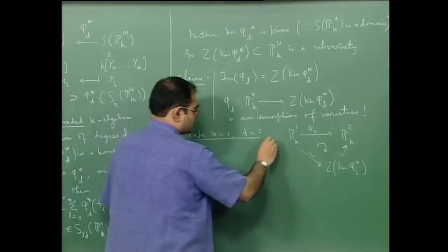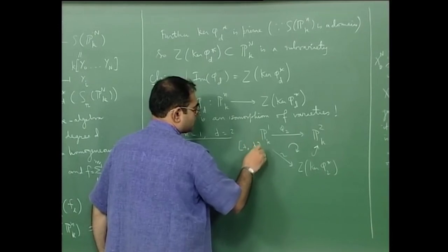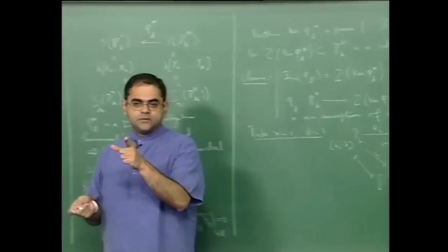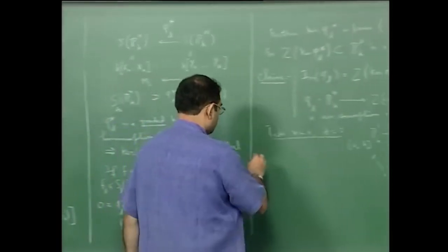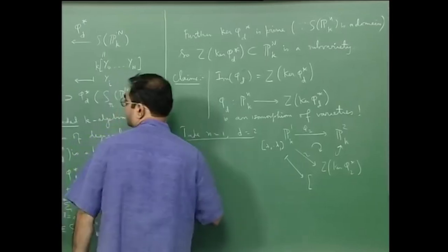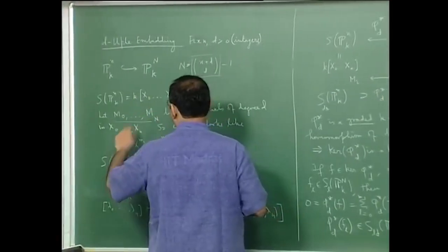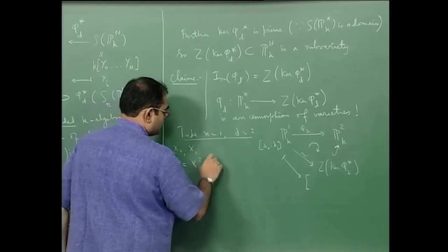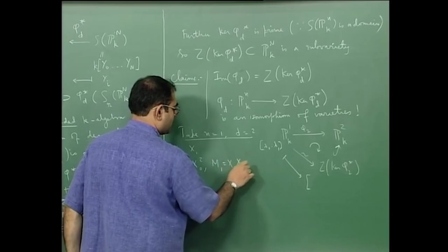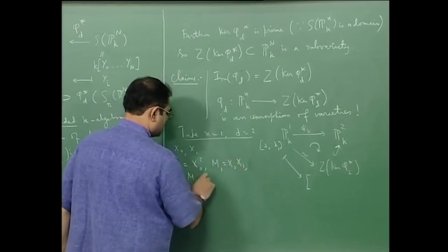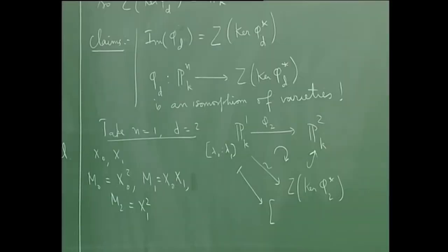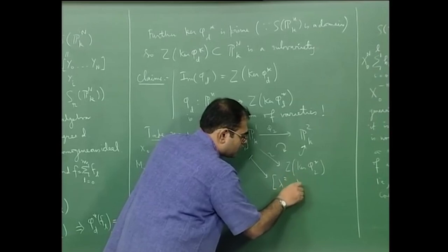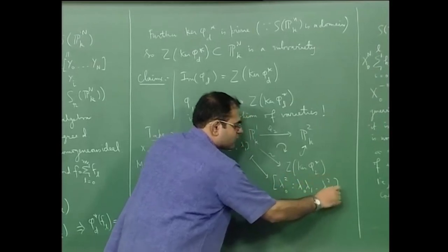So what is the map? The map is lambda_0, lambda_1 going to the monomials of degree 2 in 2 variables. So you have x0 and x1, and you are looking at monomials of degree 2 in x0 and x1. You get m0, which is x0 squared, m1, which is x0 x1, and m2, which is x1 squared. These are the 3 monomials. Therefore the map sends lambda_0, lambda_1 to lambda_0 squared, lambda_0 lambda_1, lambda_1 squared. That is what this simple map is.